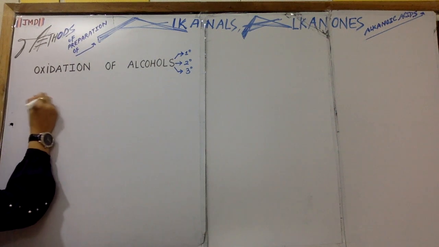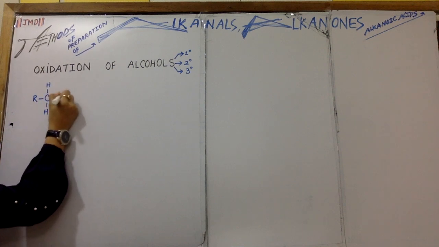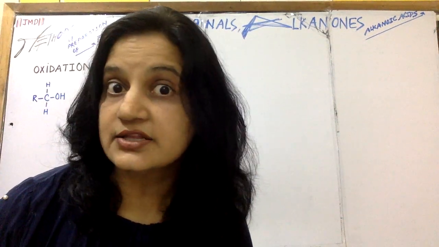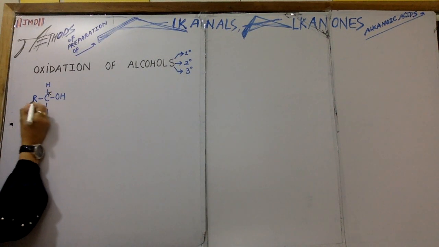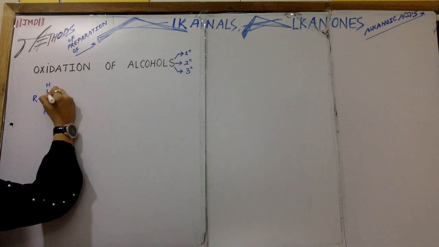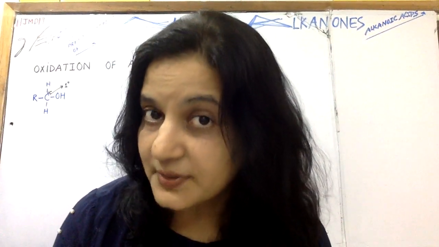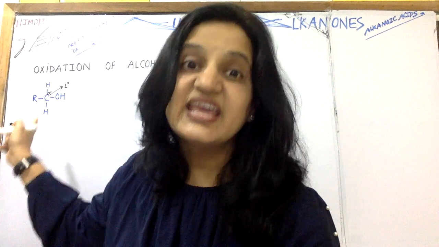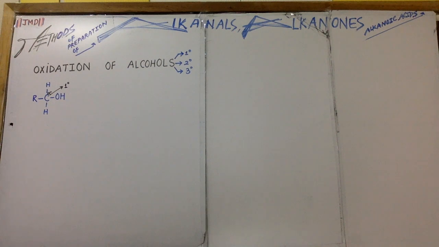Now I am writing the structure of the primary alcohol like this. This is the structure of the primary alcohol. You can see the alpha carbon, that is the carbon carrying the OH group. This is connected to only one carbon, so it is a primary carbon. So the functional group OH is on the 1 degree carbon, that is the primary carbon. So this alcohol is a primary alcohol. Now, we do its oxidation.